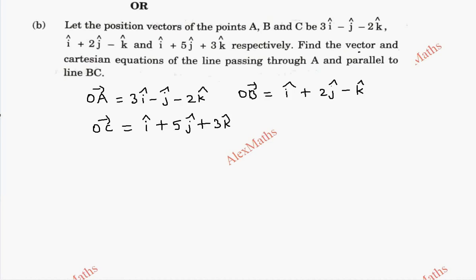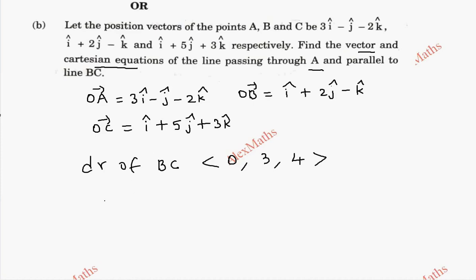Now we have to find the vector and the Cartesian equation of the line passing through A and parallel to BC. So the direction ratios of BC is the difference, that is point C minus point B. So it is 1 minus 1, which is 0, then 5 minus 2, which is 3, then 3 minus minus 1, which is 4.